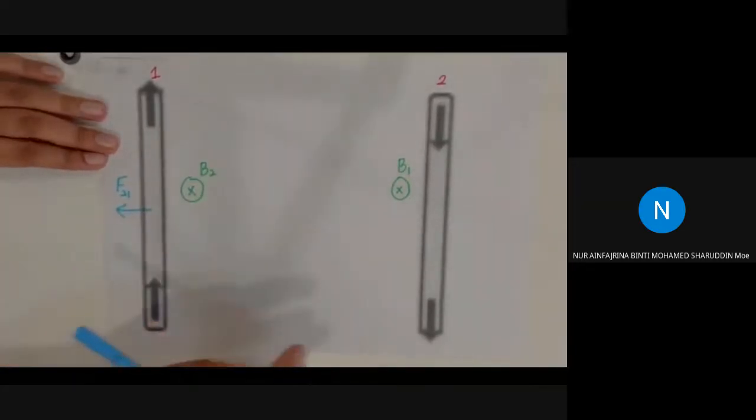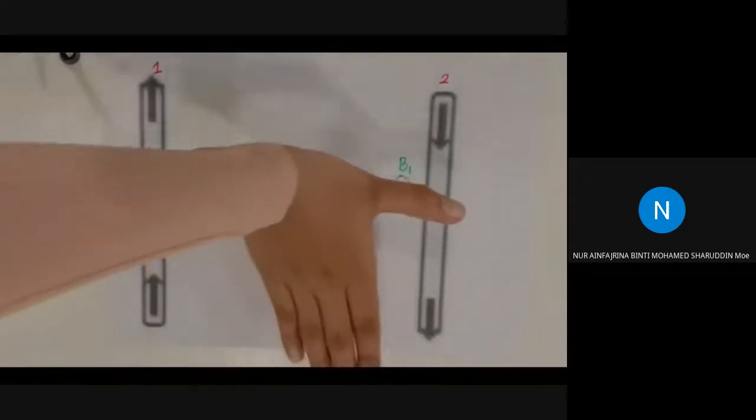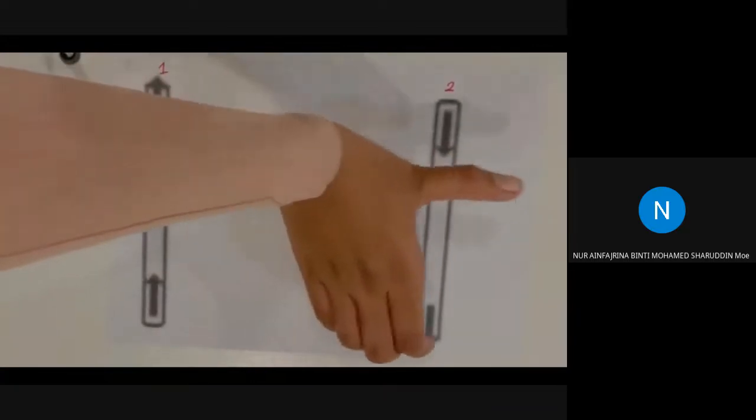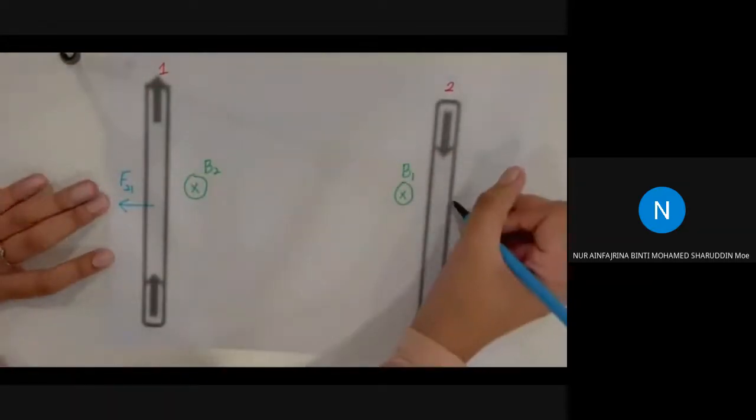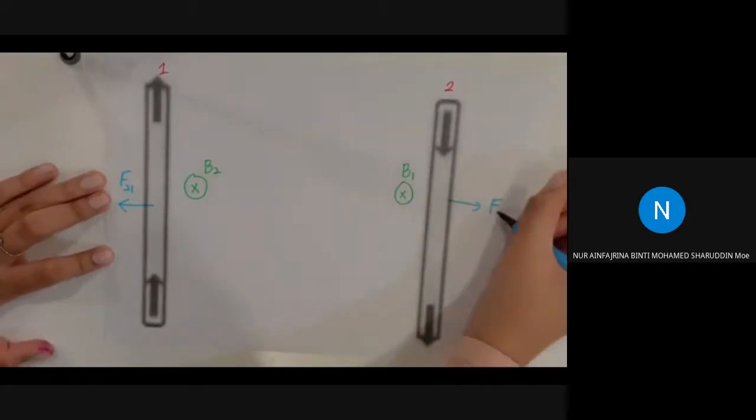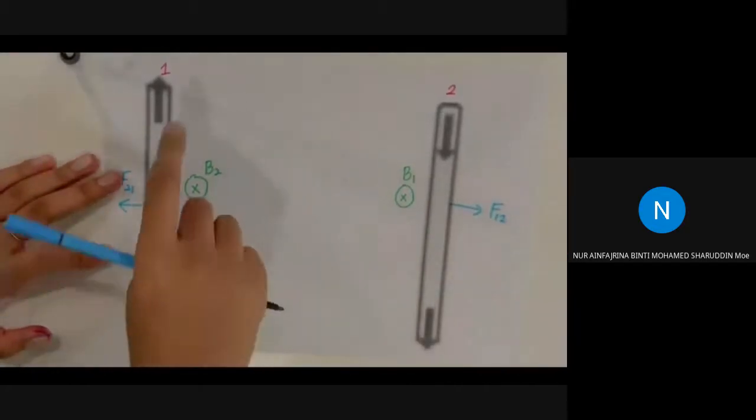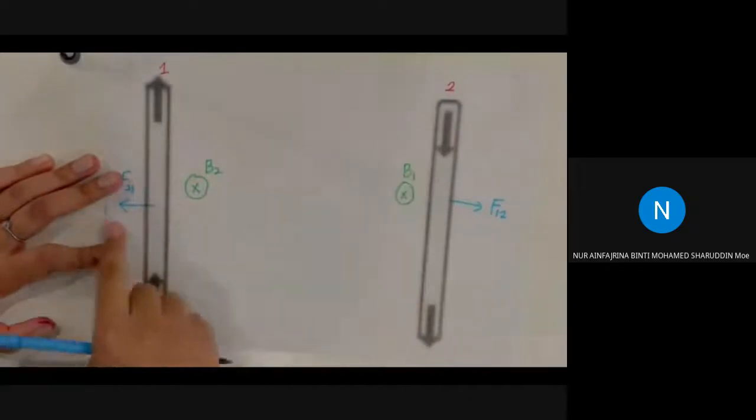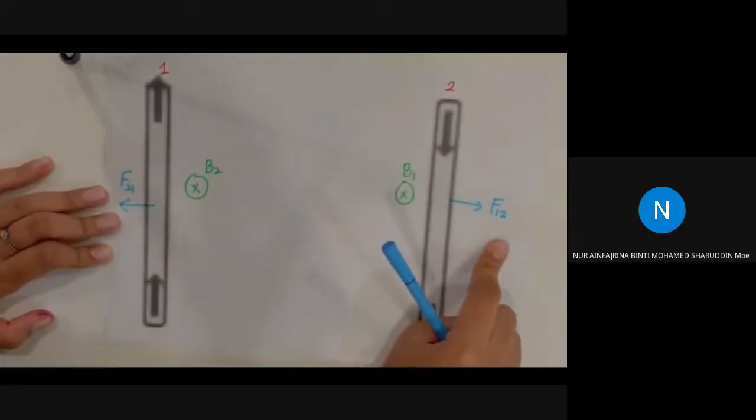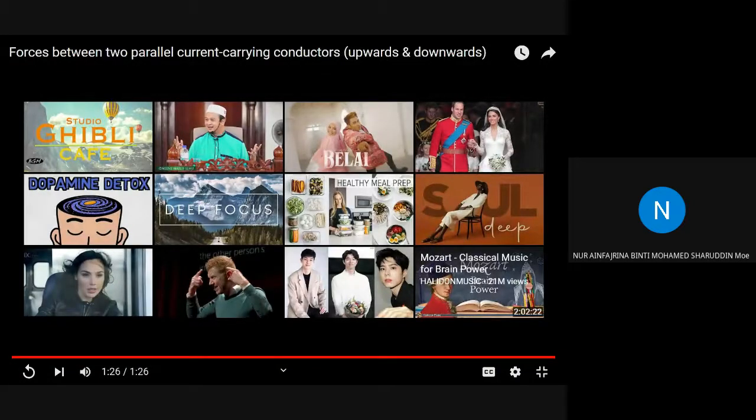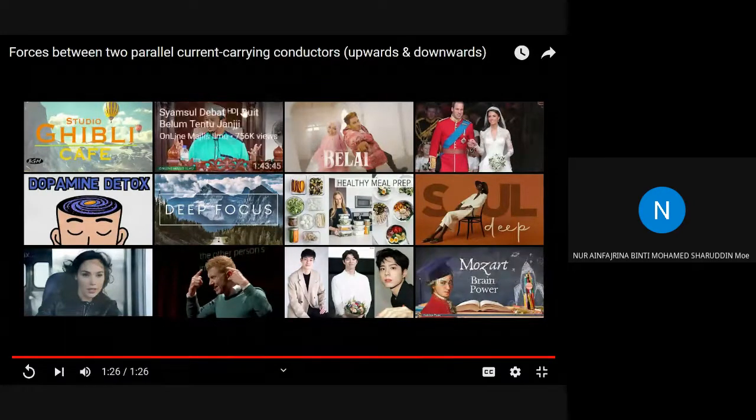And then on this side, our current goes down and the magnetic field goes in, so our force will be to the right. This one is force 1 on 2. If we notice, when our currents are in opposite directions, the forces are away from each other. So it is a repulsive force. When the forces are away from each other, it is a repulsive force. When the current is in opposite directions, obviously it is a repulsive force.